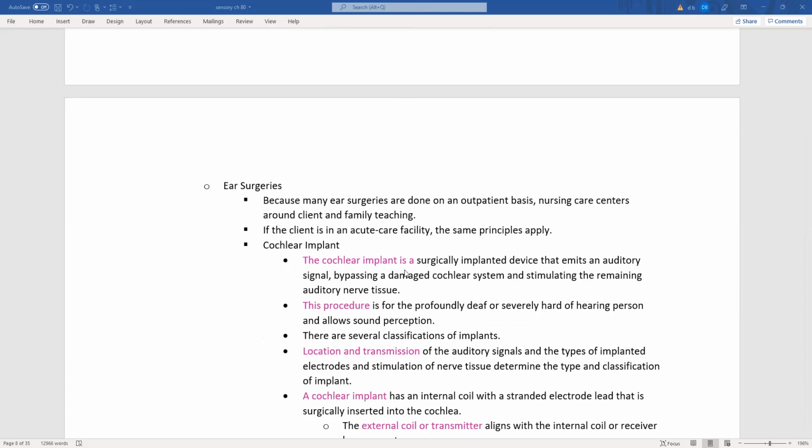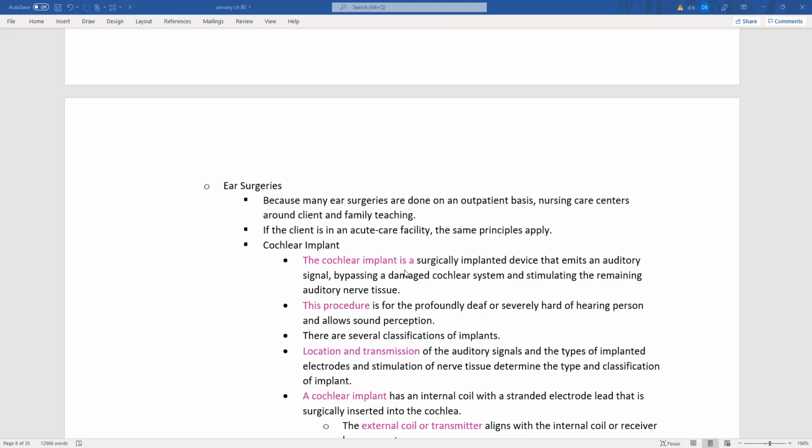I'm talking about what a cochlear implant does. The procedure is for the profoundly deaf or severely hard of hearing person and allows sound perception. That's me, severely hard of hearing, and they said I don't qualify for it. Oh, whatever.